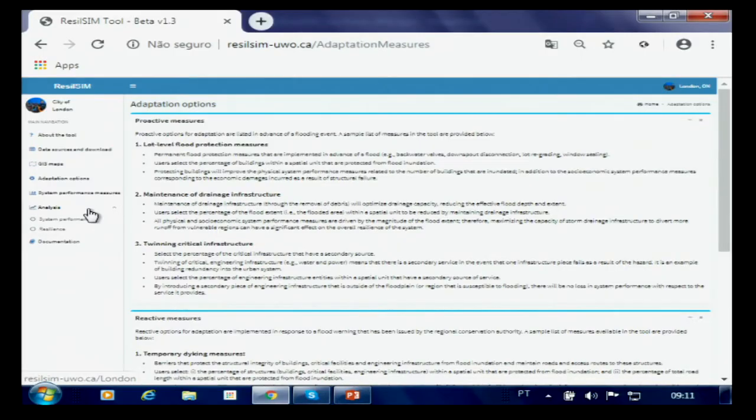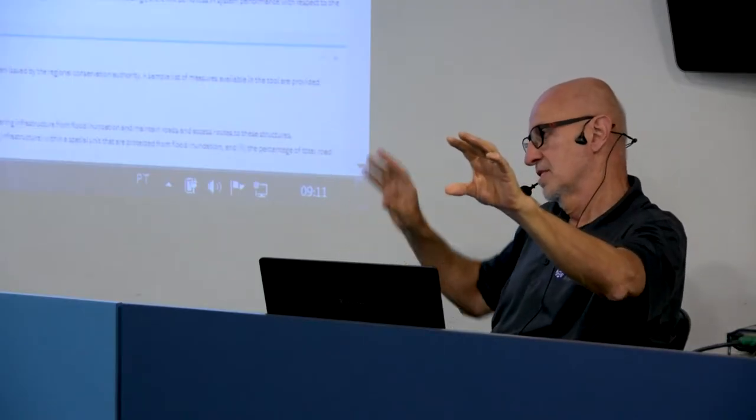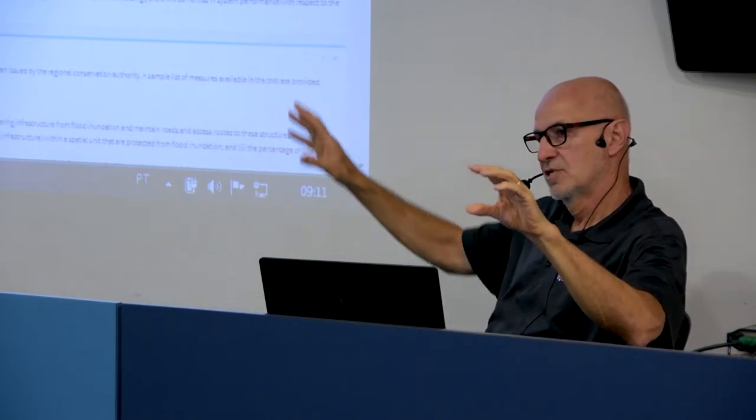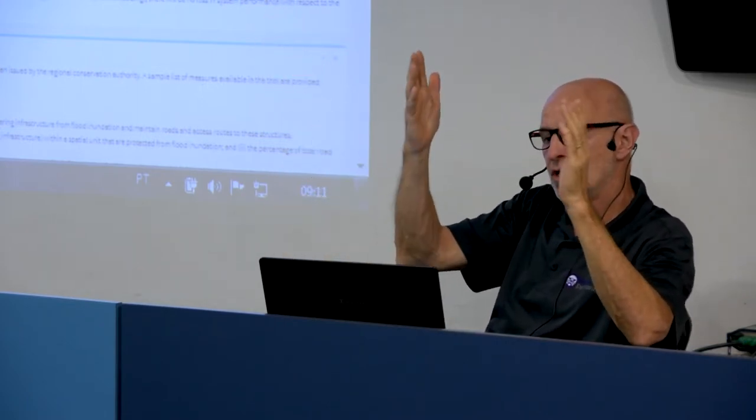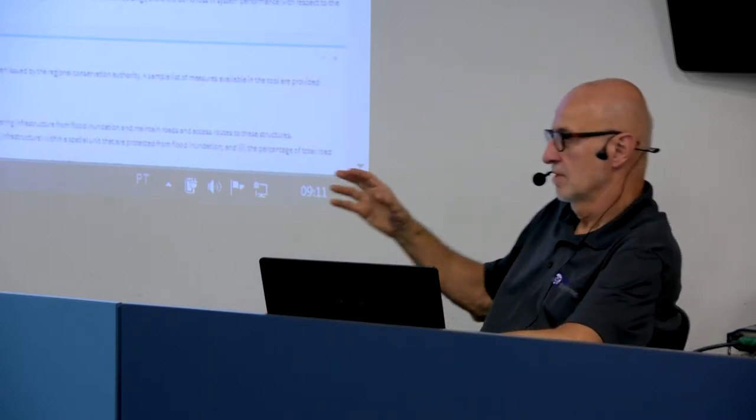Okay, for the analysis part, as you can see, we allowed through this interaction to show the graphs as I was presenting the idea of calculating resilience. So by selecting the region of interest and selecting the measures, the user is able to present all the different system performance measures, and also to show the resilience curves.